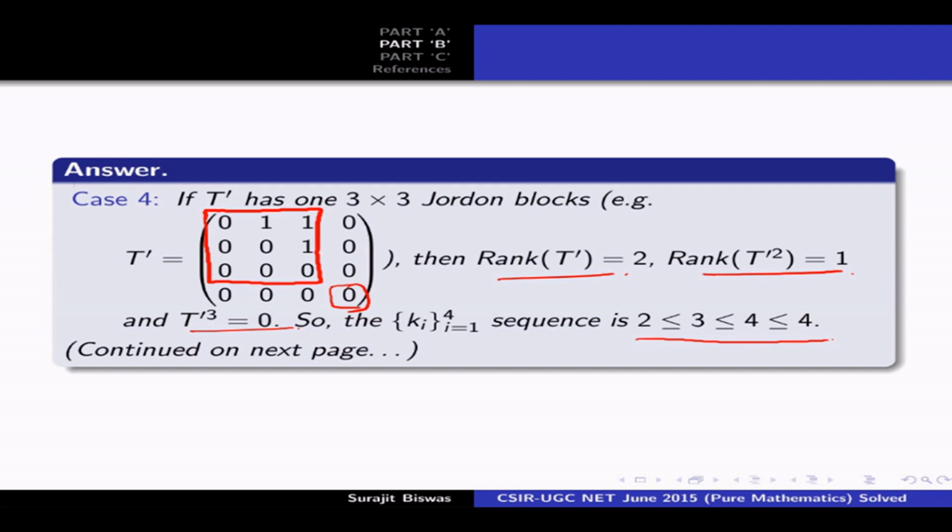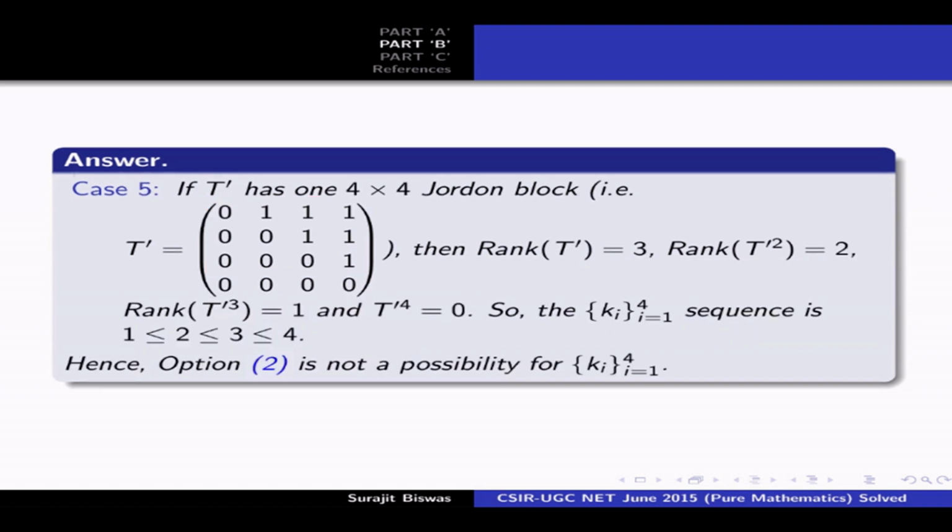Last case, if T dash has one 4x4 Jordan block, then this is the only block it will have. Here the rank of T dash is equal to 3, rank of T dash square is equal to 2, rank of T dash cube is equal to 1 and T dash to the 4 is equal to 0, so the Ki sequence is this.